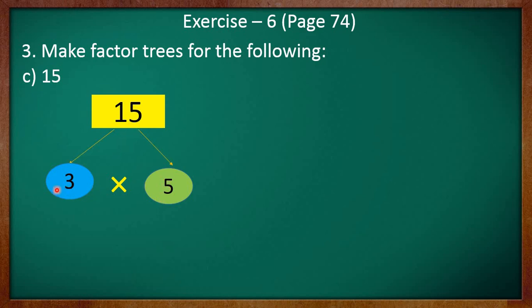Now kids, the only two factors of 3 are 1 and number itself. So we will not extend the branches of this factor tree from this end. Now let's look at number 5. Kids, here again the only two factors of this number are 1 and 5. That means 1 and number itself. So we will not extend the branches of this factor tree from this side also. That means we will stop here and we will get only two factors of 15 from this factor tree as 3 multiplied by 5. I hope you have got the concept.